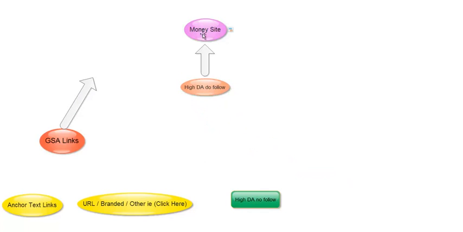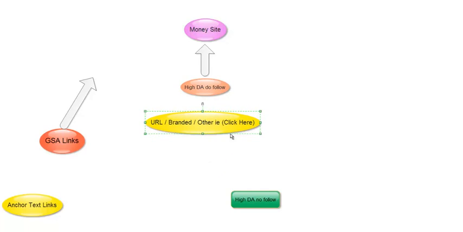Now, linking up to your money site with a do follow, there are certain things you want to be aware of. If I sent an anchor text to this money site, then I don't want to send more of the exact anchor to this site. I only want to send URL, branded, and other. Other is like "click here" or "visit this site now," whatever.